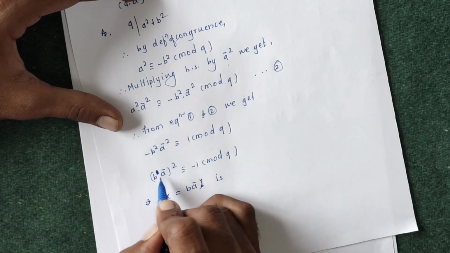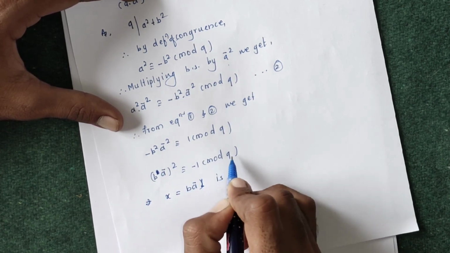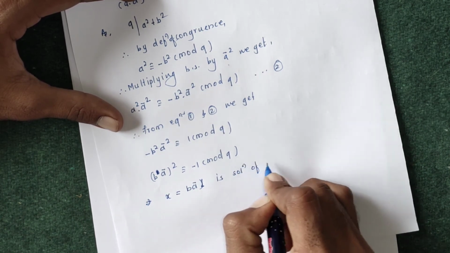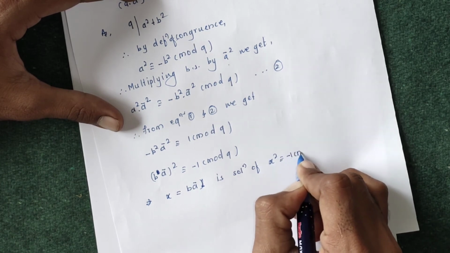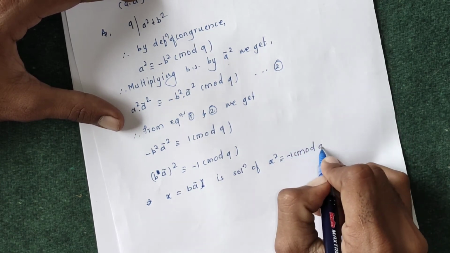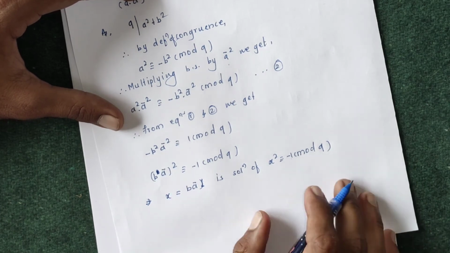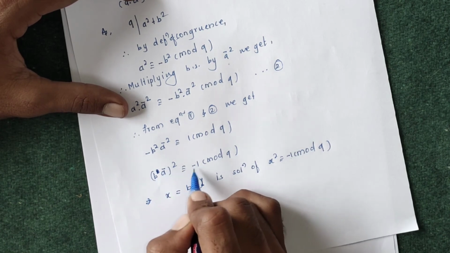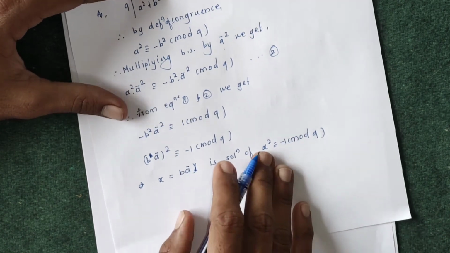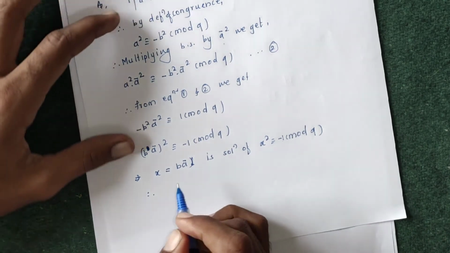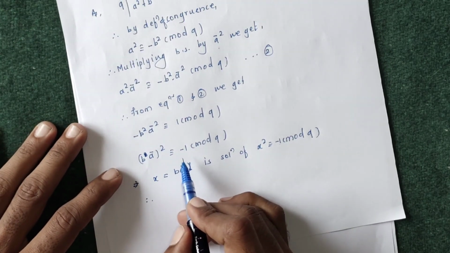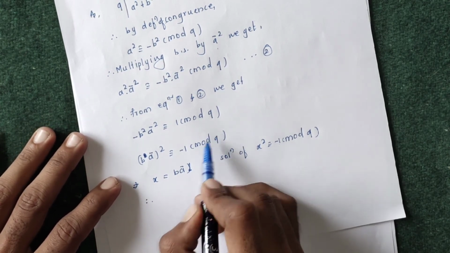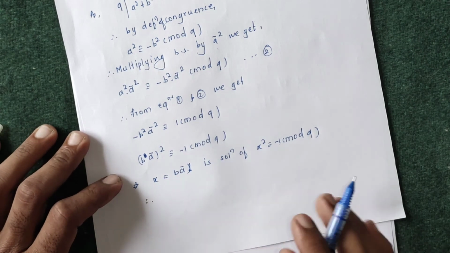This looks like X square is congruent to minus 1 mod Q. So X equal to B A bar is a solution of X square congruent to minus 1 modulo Q, since X square congruent to minus 1 modulo Q has solution B A bar. So we know the result that X square is congruent to minus 1 mod Q has a solution if and only if Q is equal to 2 or Q is congruent to 1 mod 4.